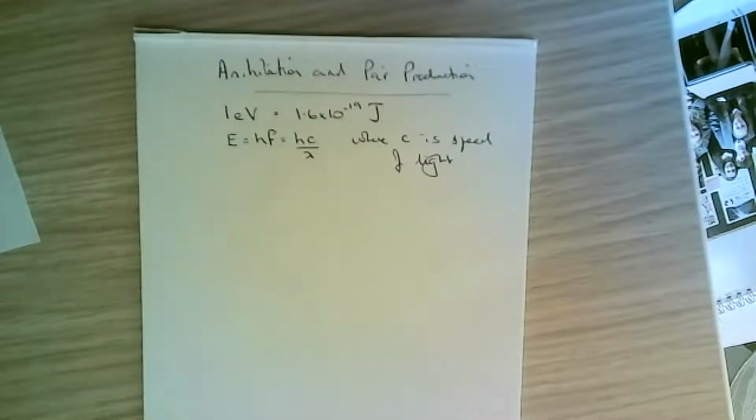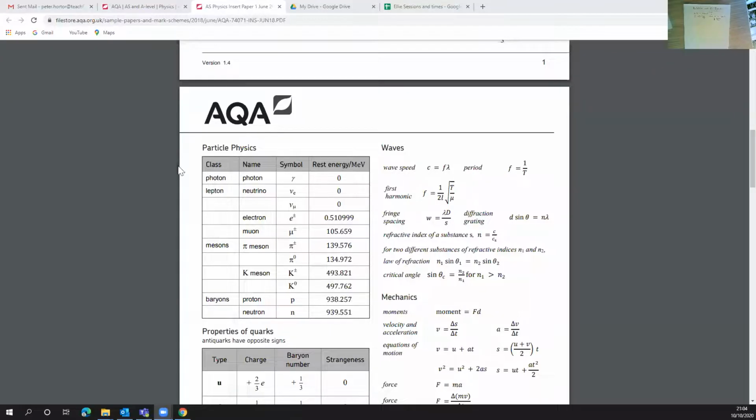We'll also be using quite heavily page 2 of the formula sheet, which gives us some information on the rest energies of the particles that we're interested in. In particular, we'll be interested in the electron, positron, and also the proton and neutron, but the examiners could ask about any of them.